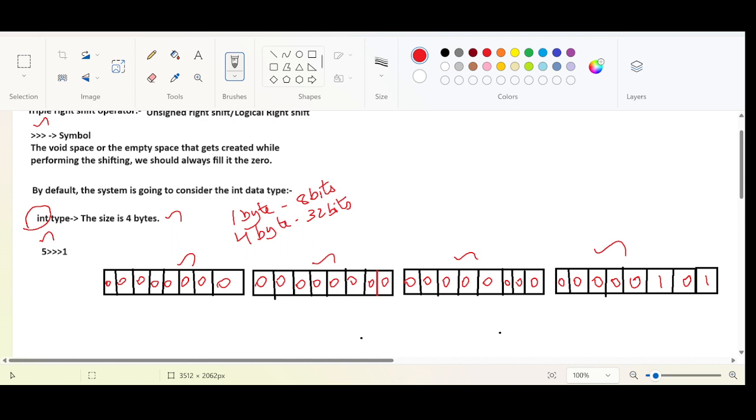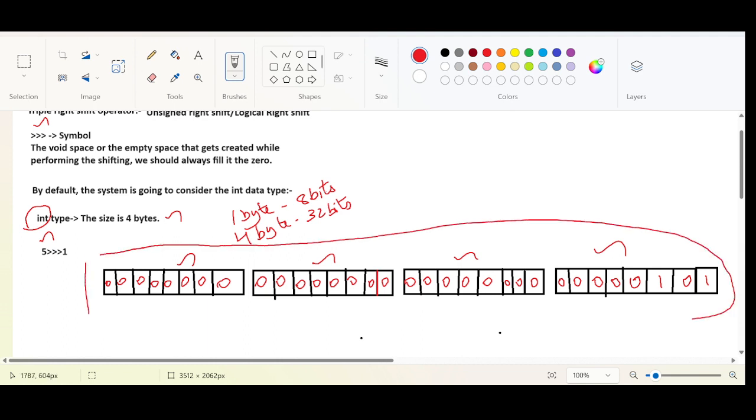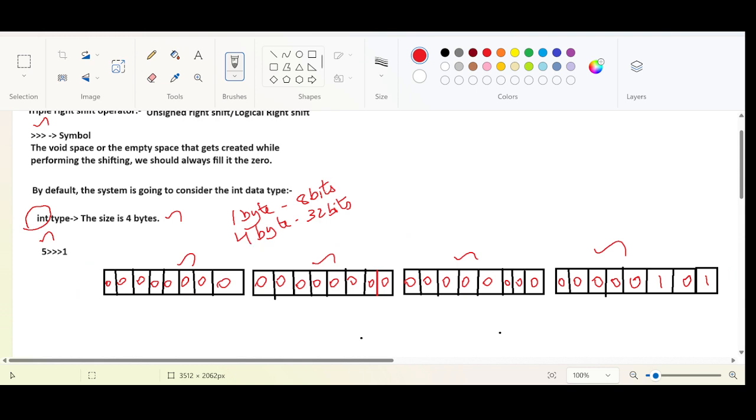Why is it considering the integer data type? It is designed in such a way that whenever you use the triple right shift operator, it will consider the integer data type. This is how the integer data type gets represented inside the system. For number 5, this is how the values get allocated internally. If you convert this back to decimal, you will get the answer 5, because the leading values have no significance. Everything is 0, isn't it? So the memory got allocated like this.